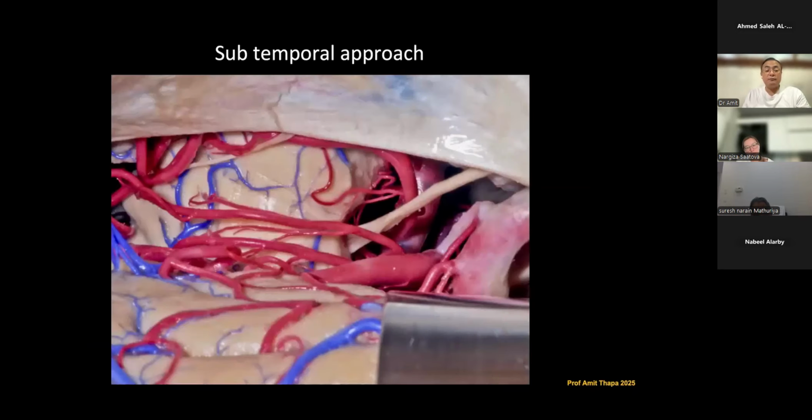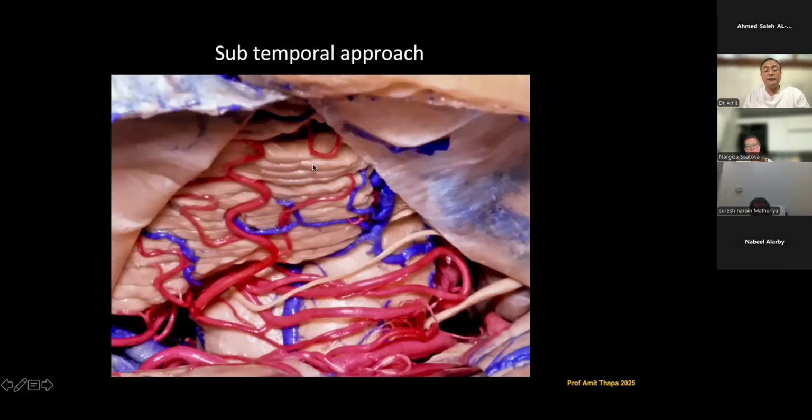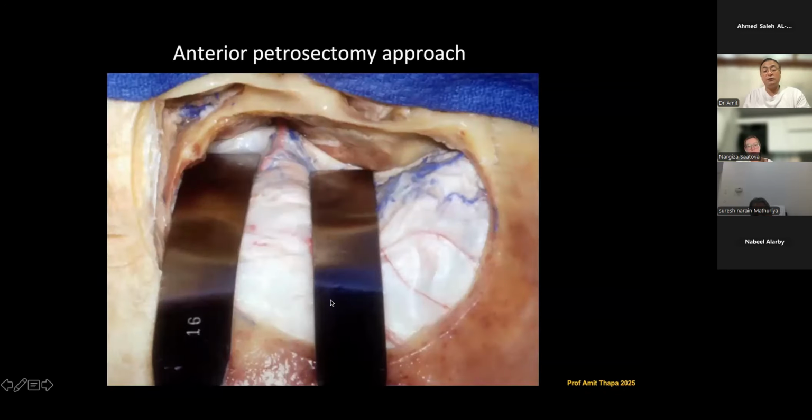Subtemporal approaches are used to attack the midbrain. So this is the tentorium you can see here. This is the third nerve, this is the fourth nerve. So you open up the tentorium here, and then you can see the cerebellum and the pons and the midbrain and the pons junction on this part. And then this is the portion of the fifth nerve, which is still seen underneath the dura. So one can even attack this particular part.